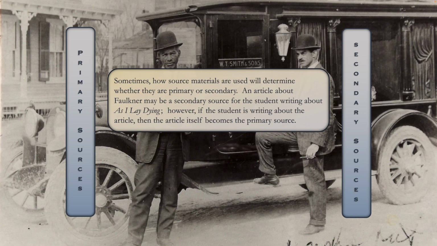Sometimes how source materials are used will determine whether they are primary or secondary. An article about Faulkner may be a secondary source for the student writing about As I Lay Dying. However, if the student is writing about the article, then the article itself becomes the primary source. It's what you're writing about that determines whether a source is primary or secondary.